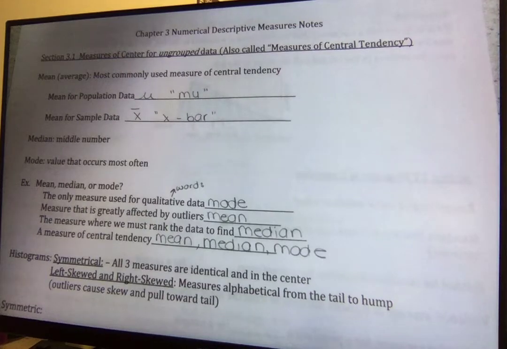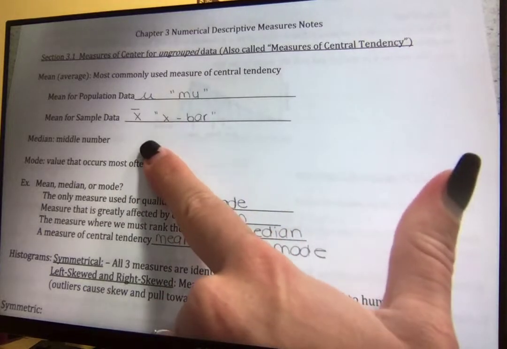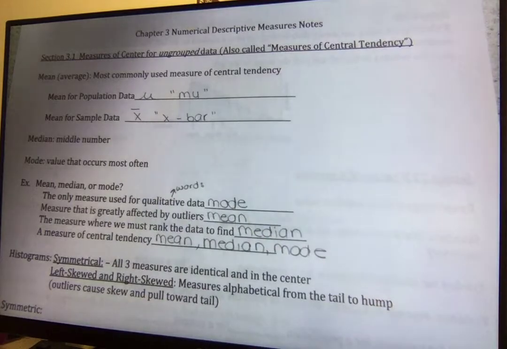All right, so here's our chapter 3 notes. We talked about the mean, which is our average. Mean for population is the Greek letter mu. Mean for a sample is our x bar. Median is the middle number, and mode is the number that occurs most often. So for qualitative data, we use mode.